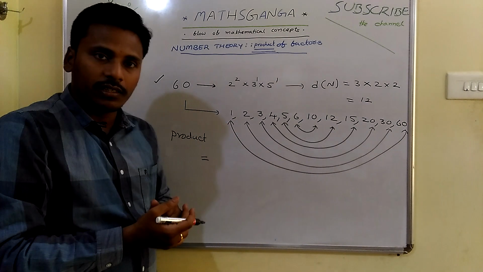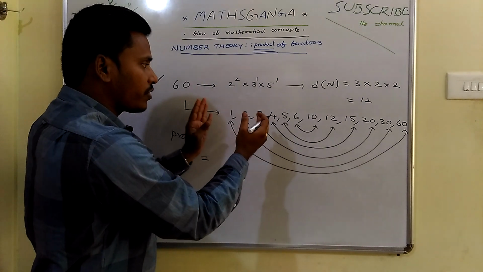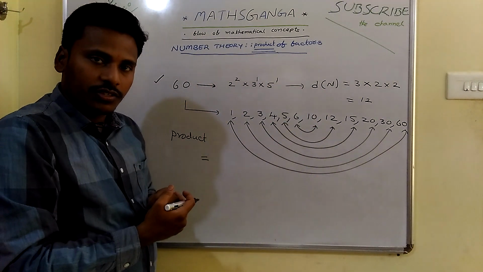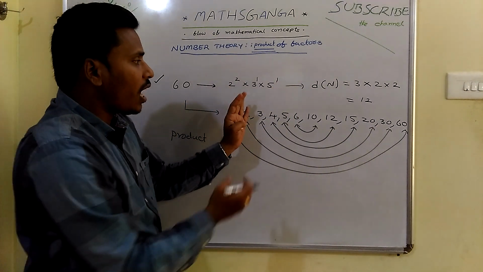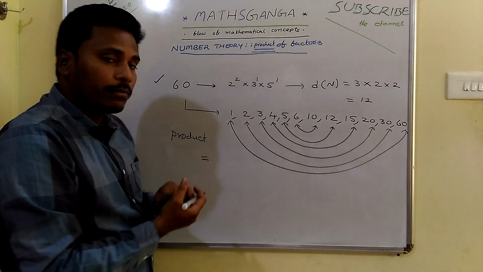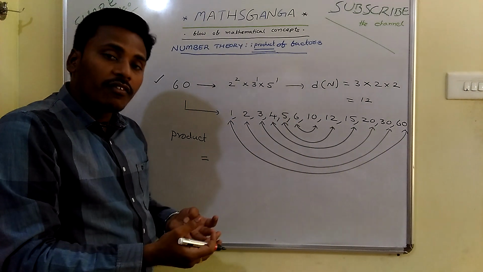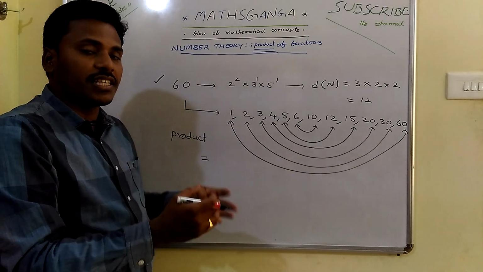Totally there are 12 factors. If you divide those 12 factors into two parts, the first 6 and the last 6, 1 and 60, the result is 60. 2 and 30, the result is 60. 3 and 20, the result is the original number 60. So if you multiply all these 12 numbers, it results in how many 60s? Half of the 12, which is 6 sixties.